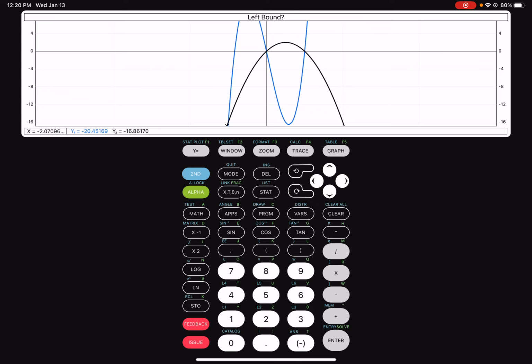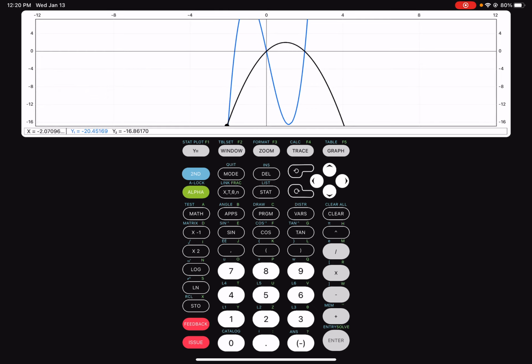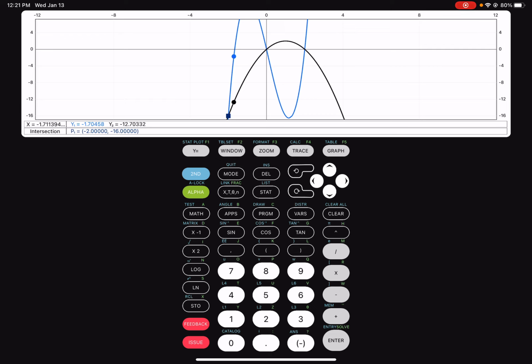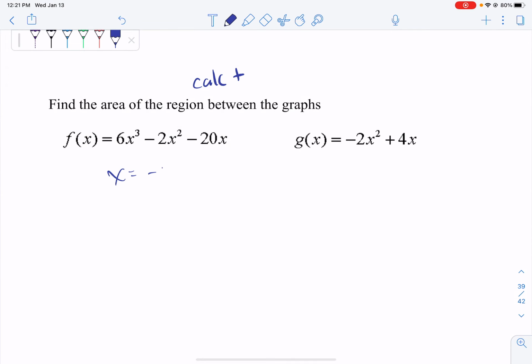So one of them is right here, and it tells me... where did we go? What just happened? Second, calculate. This is so different than doing it on your guys's. Left bound. So I'm going to go to the left of my intersection. There we go, that's what happened. If I go to the left, I go to the right, and it tells me I'm intersecting. My value is x at -2. Okay, so one of my values is -2.